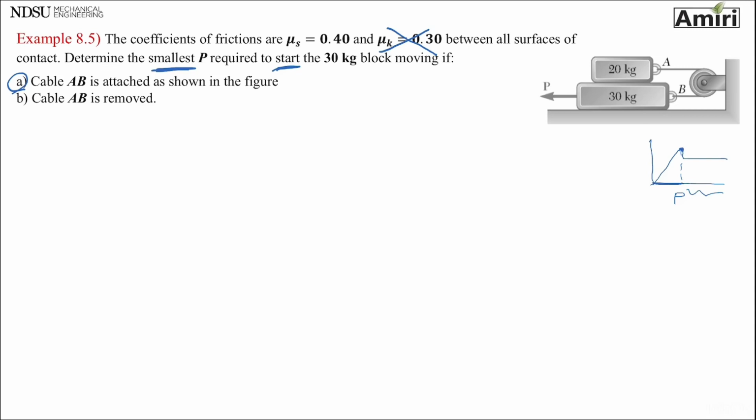Cable AB is attached, so I have to draw two free body diagrams here. One for block A, one for block B. So let's start with block A. Block A, draw the outline. I have weight of block A, which is 20 kilogram times 9.81, 196.2 newtons.